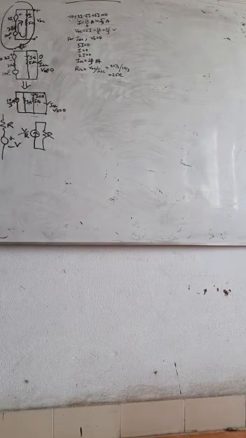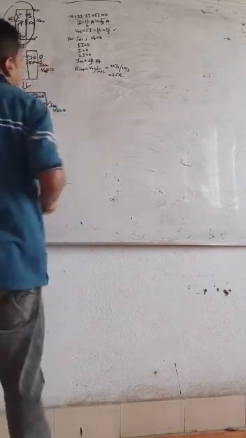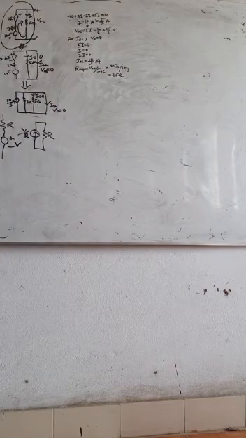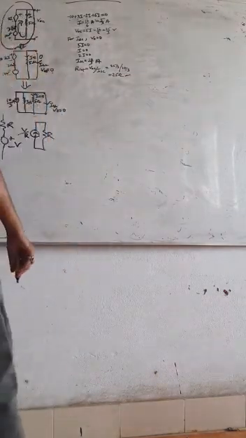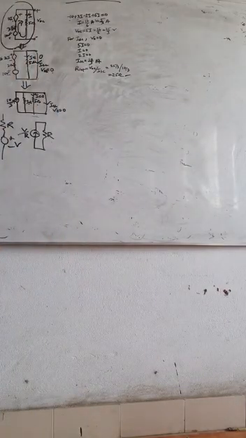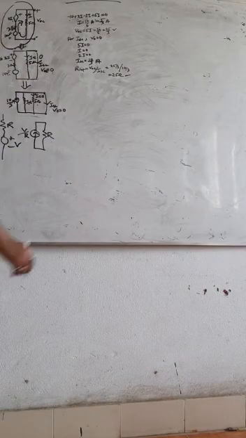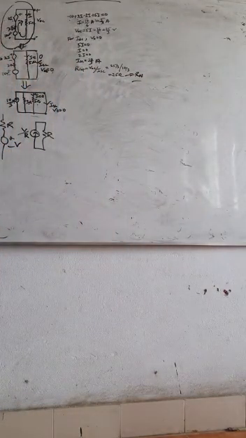So Rn is equal to VOC by ISC, that means 25 by 3 divided by 10 by 3. So it is 2.5 ohm. Your Norton resistance, or you can say Thevenin's resistance, VOC by ISC, is 2.5 ohm. Rn is 2.5 ohm.